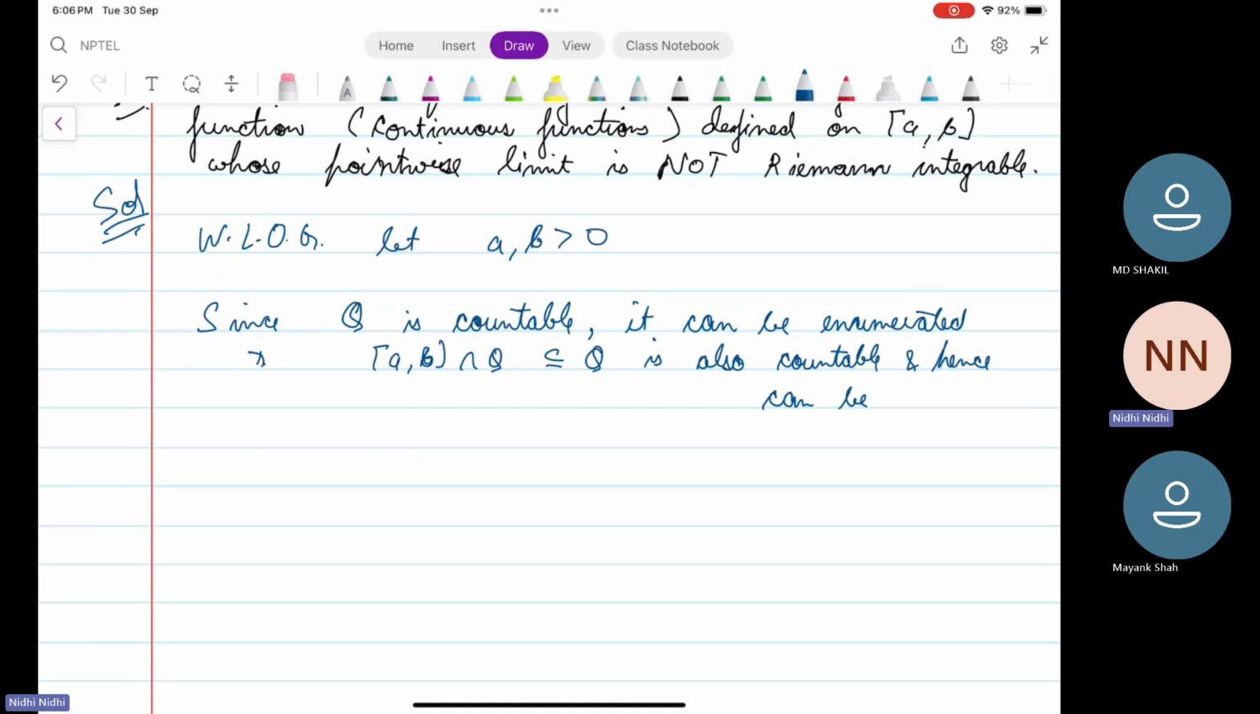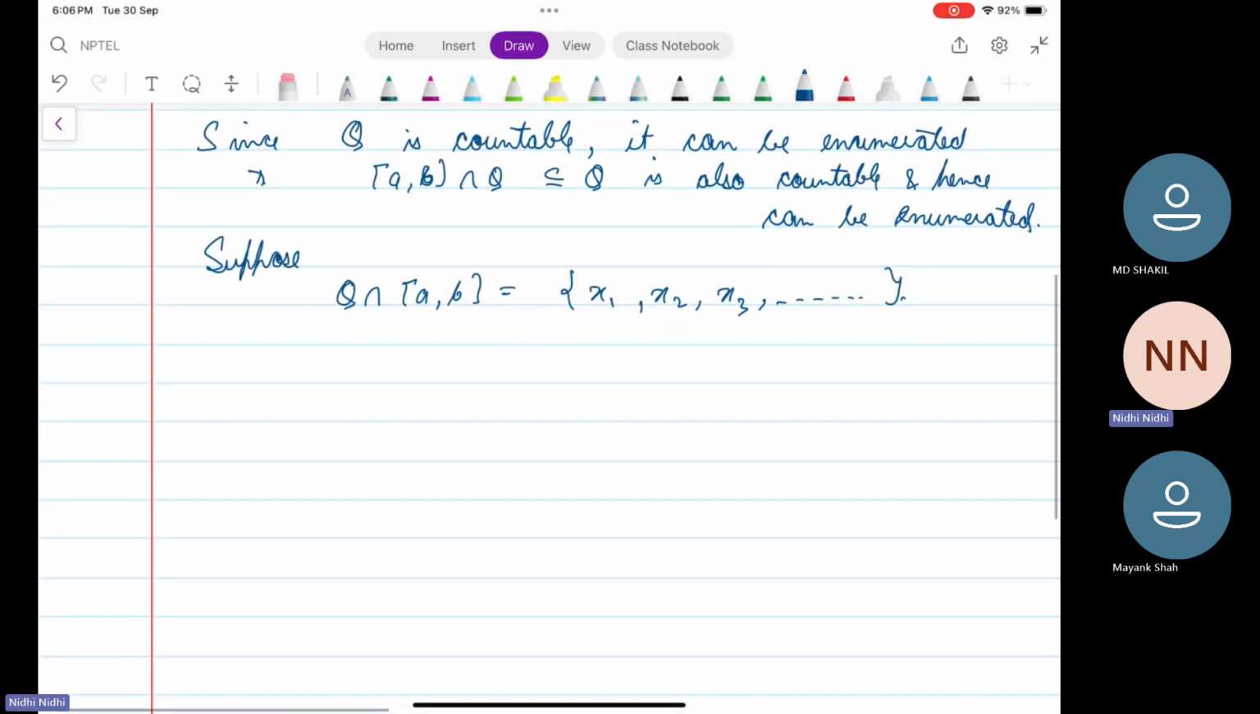It is also countable and hence can be enumerated. Okay, that means now suppose the enumeration is as follows. Suppose we can write Q intersection the closed interval [a, b] as the set {x1, x2, x3, and so on}. We'll see how this will be useful.